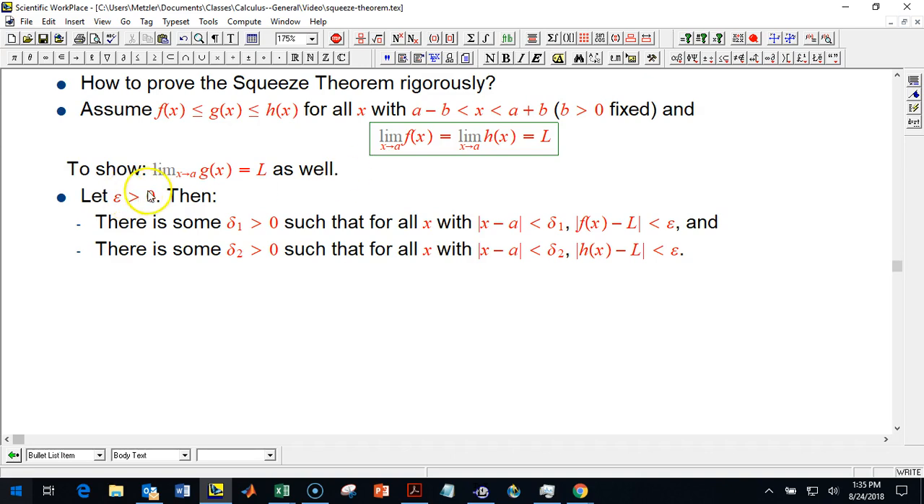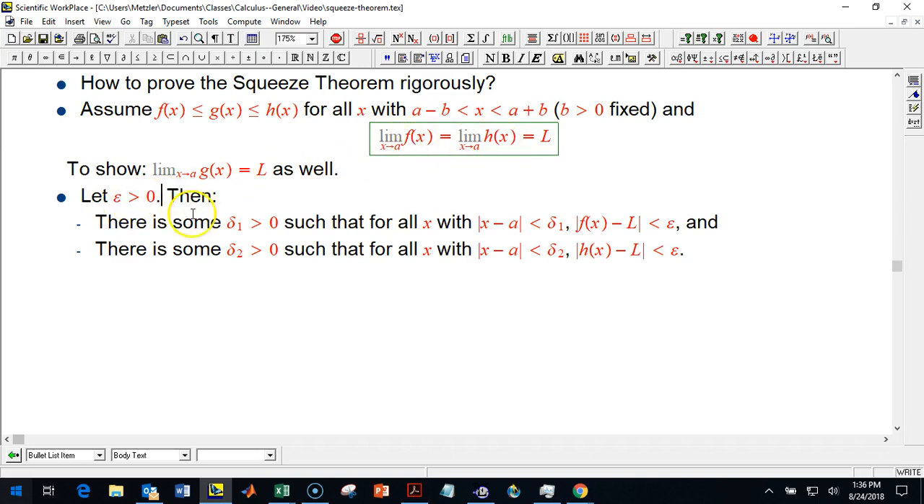Okay, so almost every basic limit proof like this starts with the same sentence: let epsilon greater than 0. That's our error tolerance for g. We want to show that g can be made within epsilon of L if you make x sufficiently close to a. And then we just have to figure out sufficiently close. Not only is this what we have to start with to prove what we want to show, it activates the limit statements about f and h.